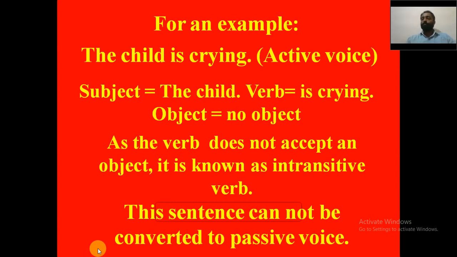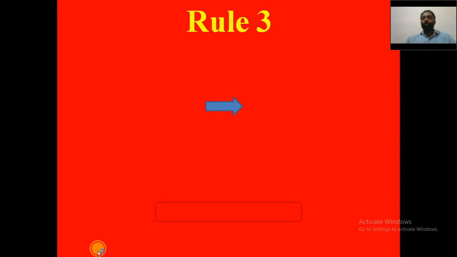So rule number 1: sentences that have a transitive verb can be converted to passive voice. Rule number 2: sentences that have an intransitive verb cannot be converted to passive voice. I hope the first 2 rules are clear for you. Now moving on to rule number 3.